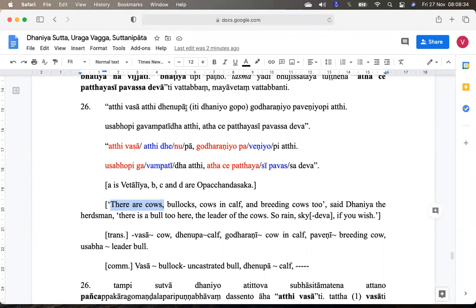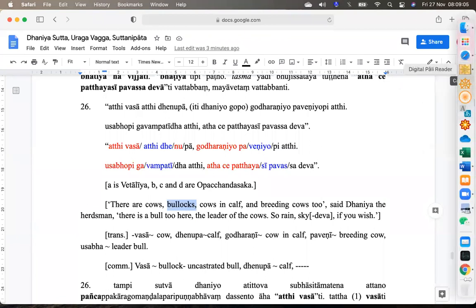In the "ati denuba", "ati" is also indeclinable "ati". So here the commentator and translator, for "denuba", translate it as bullocks. Bullocks mean a castrated bull, a young and strong bull. Okay, so bullocks.